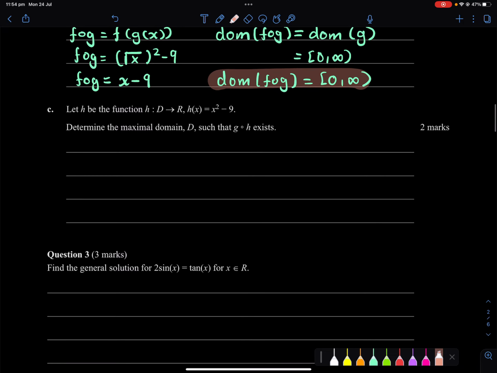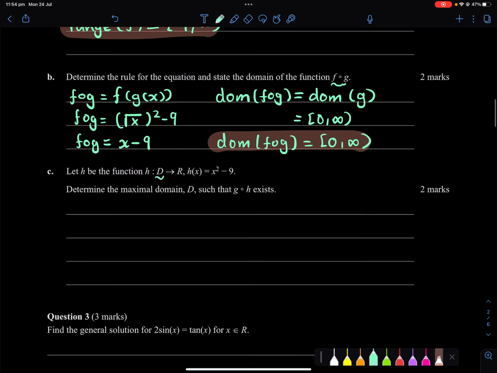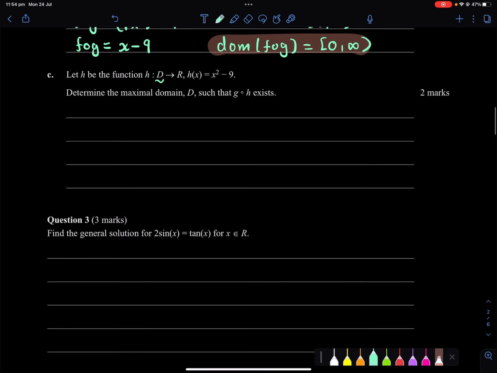All right. Next question. It says, let h be a function. Okay, so they haven't given us the domain, and it's again the same parabola. Determine the maximal domain such that g of h exists. Okay, so we want g of h of x to exist. All right. For a composite function to exist, it must meet this condition.